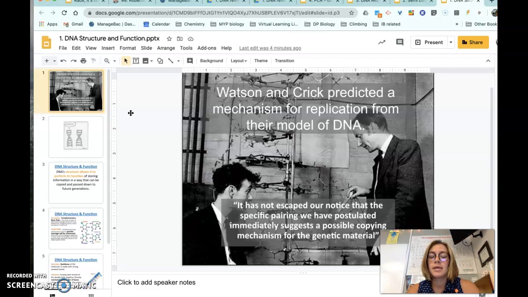And this is what Watson and Crick actually predicted for their replication from their model of DNA. So for them to say, "It has not escaped our notice that the specific pairing we have postulated immediately suggests a possible copying mechanism for the genetic material."